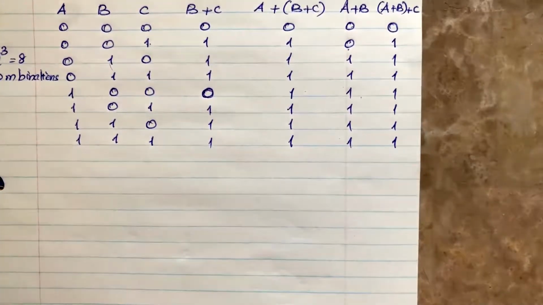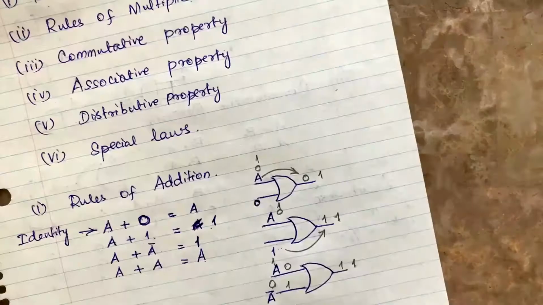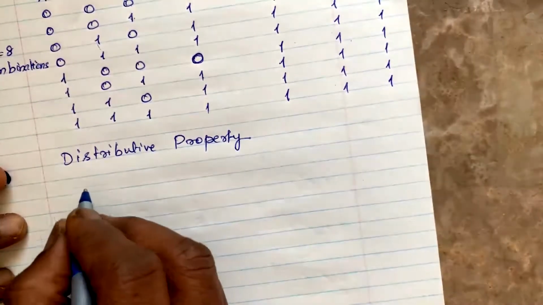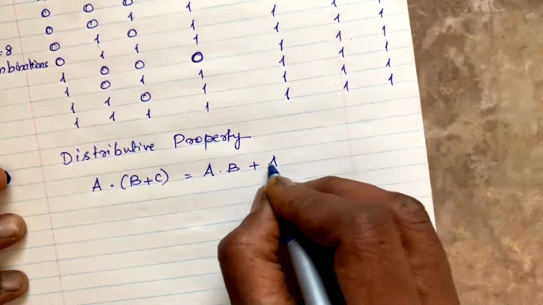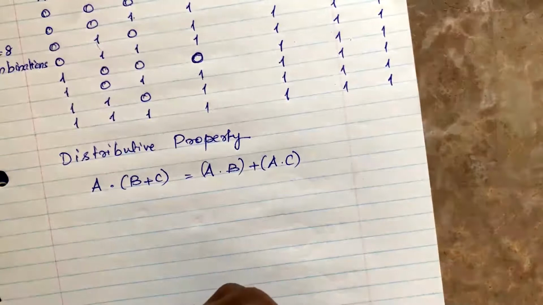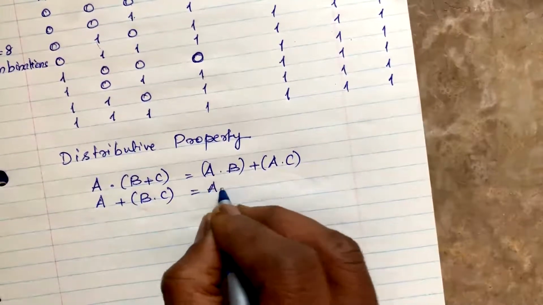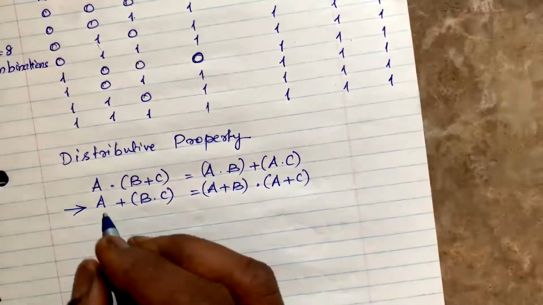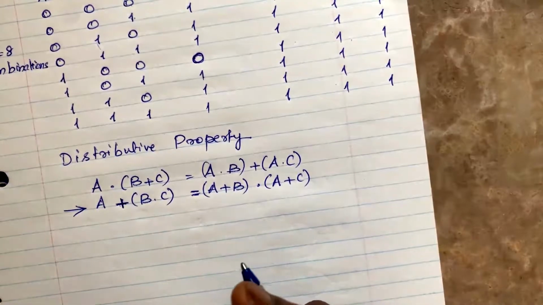Now, next property is distributive property and special laws, right? Distributive property, we'll see. Distributive property is a dot b plus c equals a dot b plus a dot c. Okay, this is valid, right? The next is a plus b dot c equals a plus b dot a plus c. This is only different from mathematics. All other laws are valid up to this point in mathematics also. Okay. Now a dot b plus c is a dot b plus a dot c.